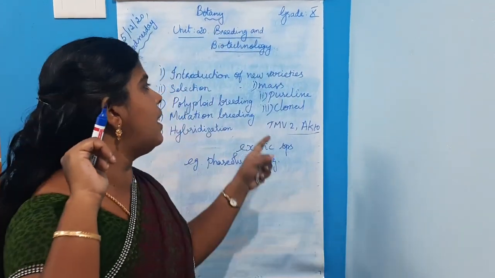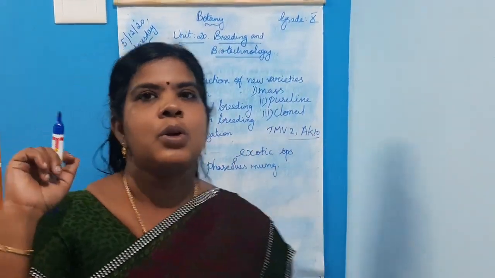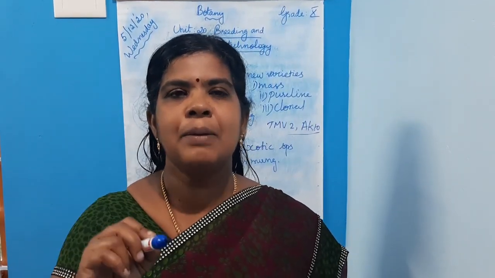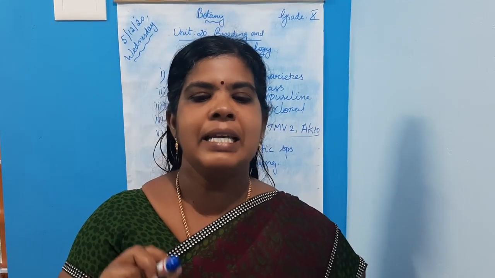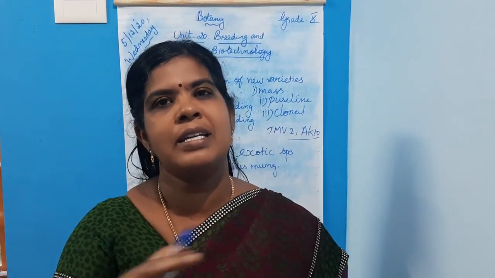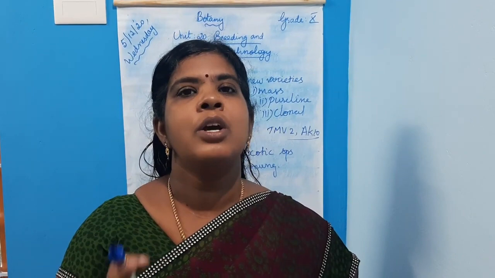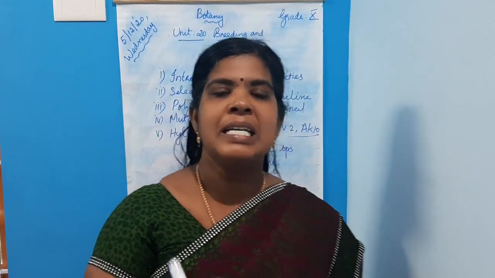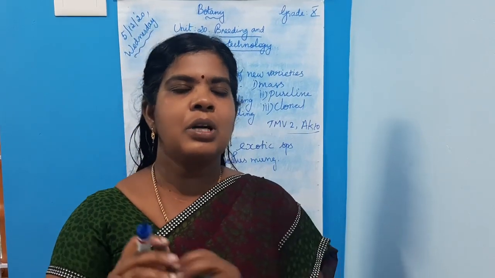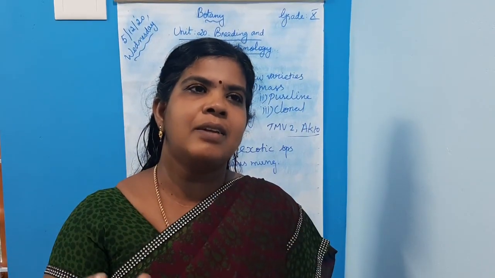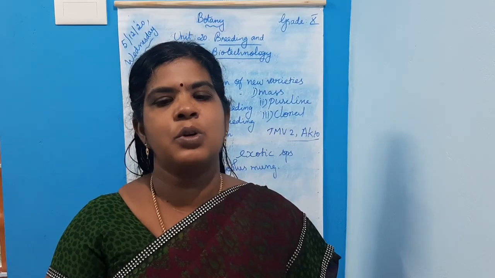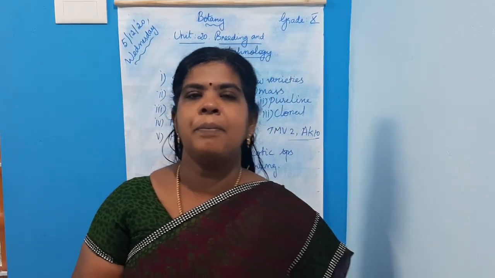Next is clonal selection. Clonal selection is a group of plants produced from a single plant through vegetative or asexual reproduction. So identical plants are called clones. A number of plants are produced from a single plant through vegetative or asexual reproduction. So all plants of clones are similar in phenotype and genotype.